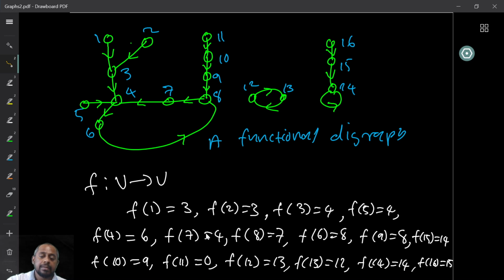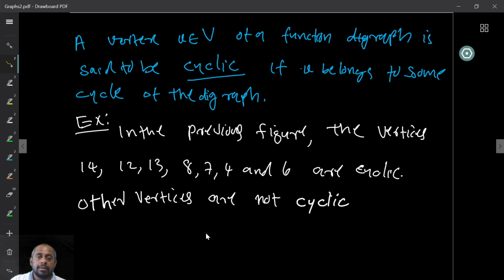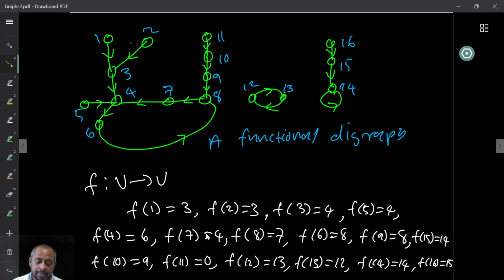Now, a vertex of a functional digraph is said to be cyclic if V belongs to some cycle of the digraph. So if you notice this, you have seen some cycles, right? For example, there is a loop here, there is a cycle of length 2 here, there is a cycle of length 4 here. So there were some cycles. Now, look at the vertices that are part of the cycles, like 4, 6, 7, 8, 12, 13, 14. These vertices are part of cycles.